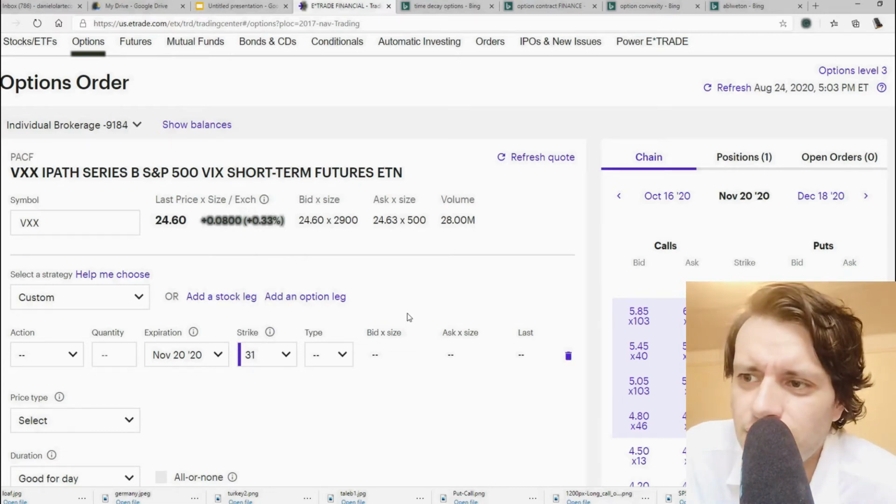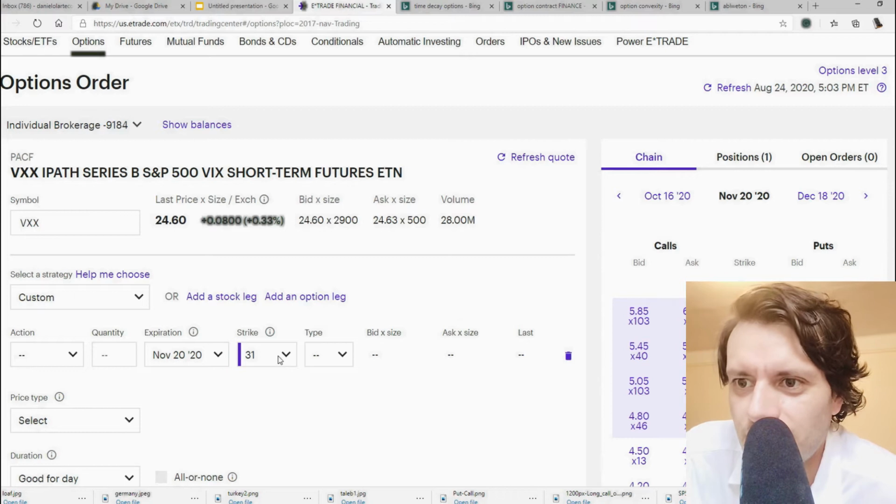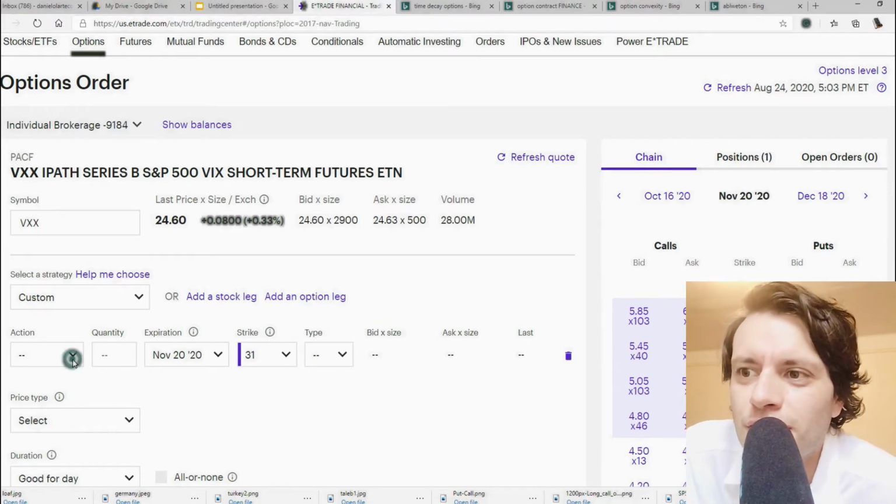And you can use calculations like the Black-Scholes or the Monte Carlo simulation, that's how you actually do it. We're not going to go through this. It's not an option class. I just want you to learn how to think about options.